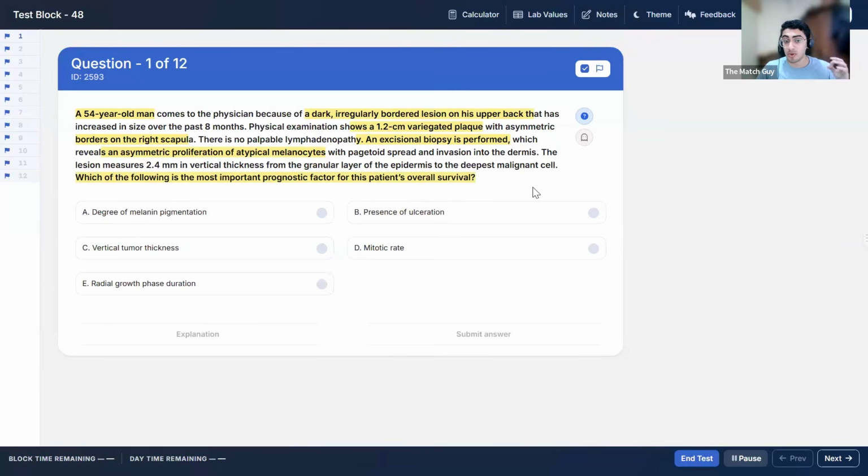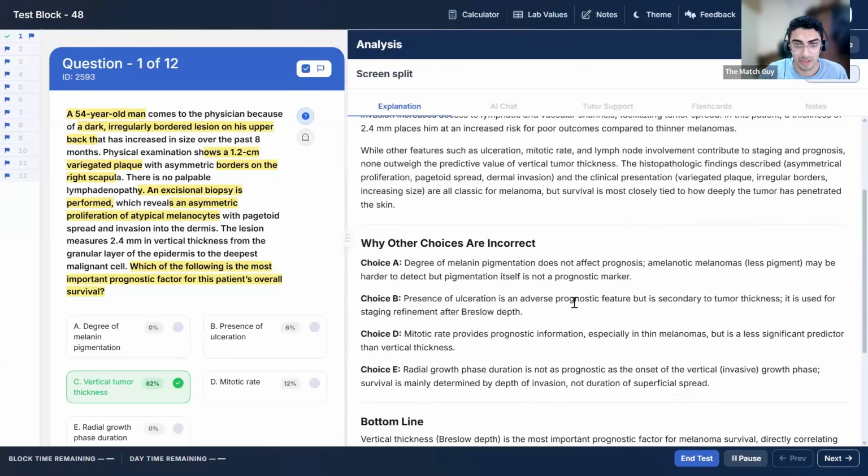We said that the most important prognostic factor is the depth of invasion, or the vertical invasion, not the radial. For sure, for Step 1 and 2, this concept. Okay, nice.